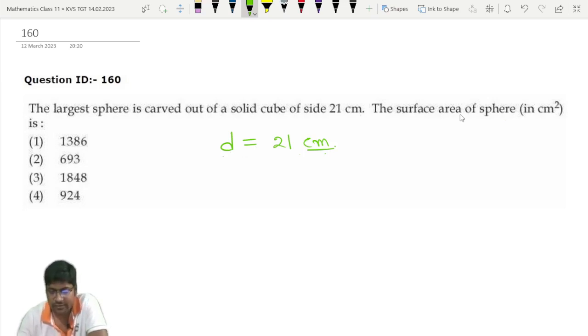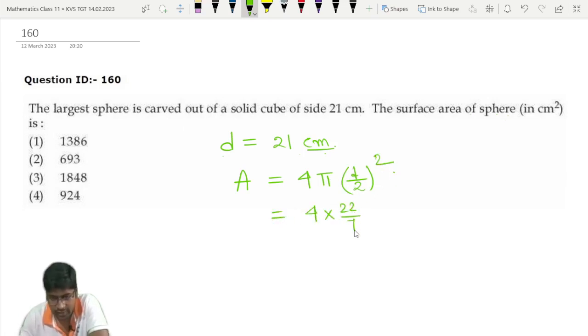Now the surface area of the sphere we have to find. What is the surface area of the sphere? Surface area A is equal to 4 pi r square. R means d/2, where d is the diameter, so d/2 square. So that is equal to 4 into 22/7 into d/2, that means 21/2 into 21/2.